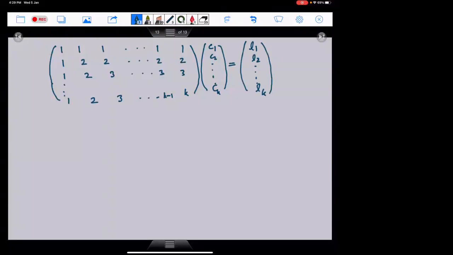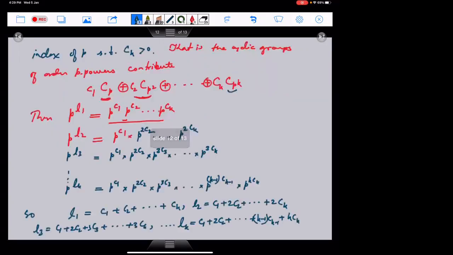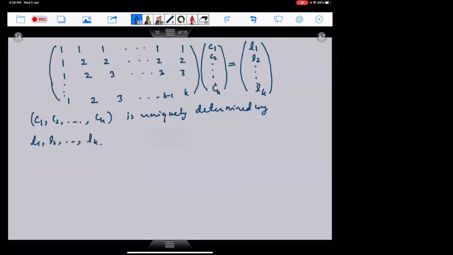Am I right? What I have got here, these relations I have converted into a linear algebra question. So this k-tuple C1, C2, up to Ck is uniquely determined by L1, L2, up to Lk. See, L1, L2, up to Lk are coming from the group. I cannot change them. If you give me a group, these numbers are fixed. Now the question is, can I have a different presentation, like different coefficients, small c1, small c2, up to small ck? I cannot if they are uniquely decided by L1, L2, up to Lk. Are they uniquely decided by this?